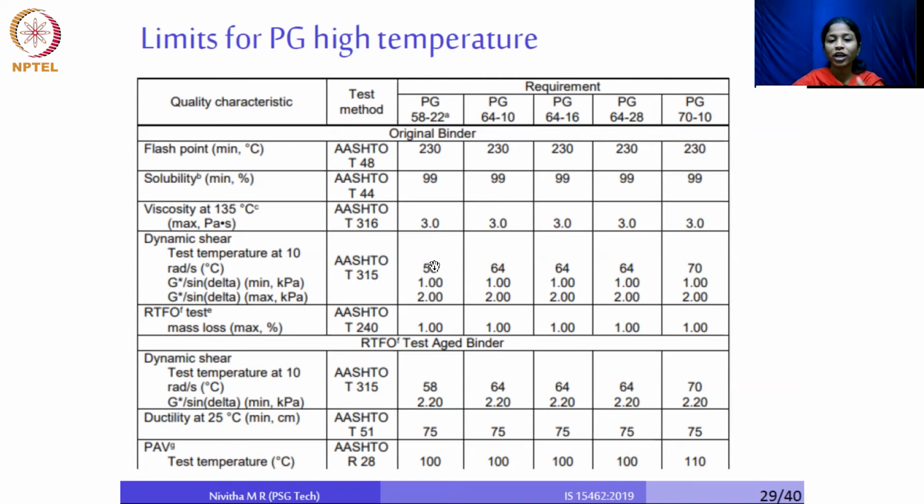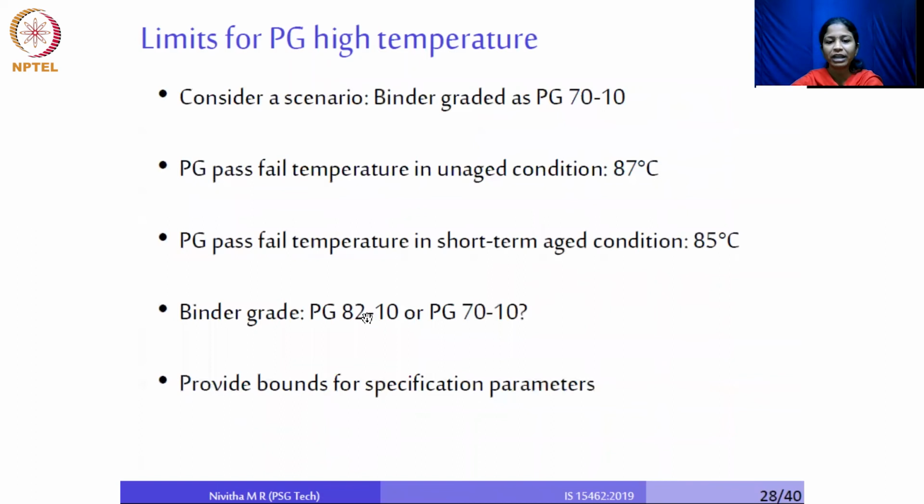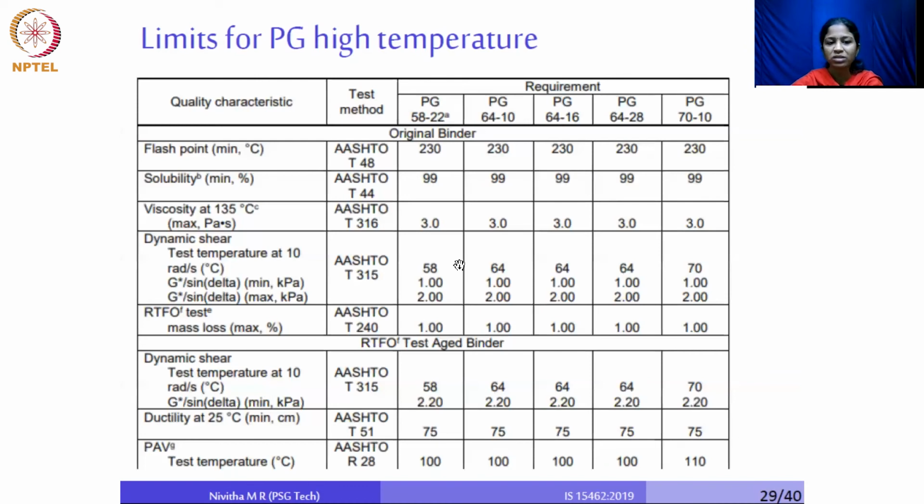Now, this issue, like what I mentioned here, of grading an 82-10 as a 70-10, will not happen if bounds are provided for the G* by sine delta value, right? So this is one common issue which is encountered these days because of the minimum value which is specified for the G* by sine delta value.